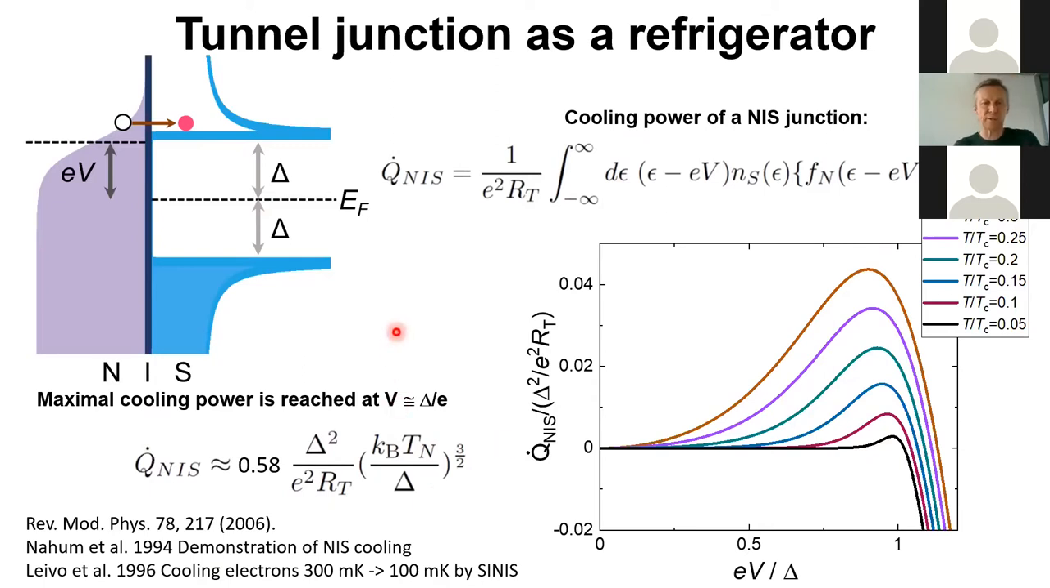This is not a fully academic thing. It has been studied experimentally. I will not go into it, but it has been studied experimentally a lot since the mid 90s. And in our experiments already long ago, we could demonstrate that you can cool down this electron gas from 300 millikelvin down to 100 millikelvin by this method.